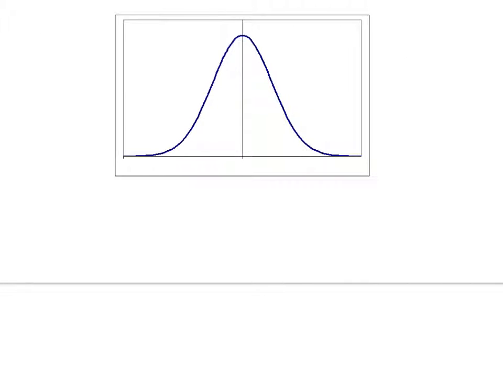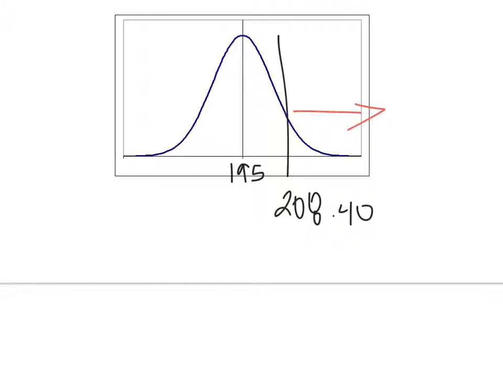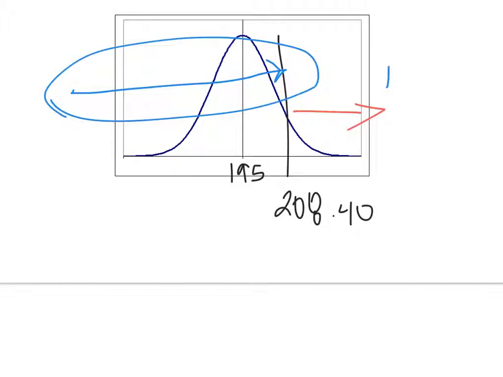In my picture, they give me 195 and I'm looking for greater than 208.40. So I'm actually looking this way now. Your table, the way it's designed, only gives you these probabilities. However, remember this is a probability curve and the entire curve adds up to 1. So if I wanted to find a greater than, all I have to do is find this value and do 1 minus the lower value. So that's what I'm going to do. I'm going to set up my z.